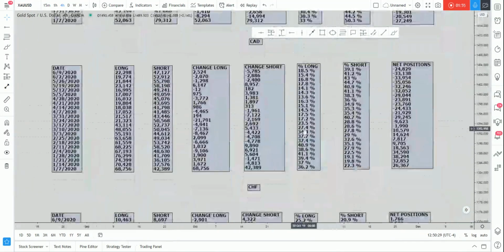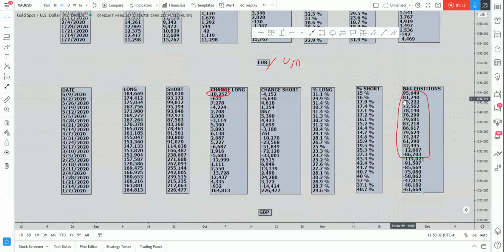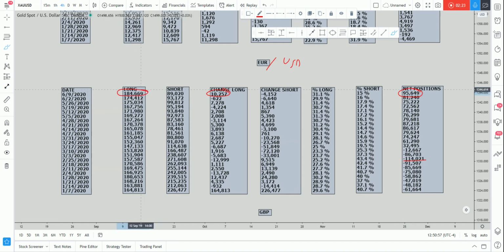Let's start from the euro. Now, on the euro, what we can see, as we have seen already in the previous analysis, is that we went from minus 114k net positions, so from having way more shorts than longs from an institutional perspective on the euro, to having 95k net positions, so way more longs than shorts, with 10k longs added only in the last report, with 184k longs and 89k shorts from an institutional perspective on the euro.